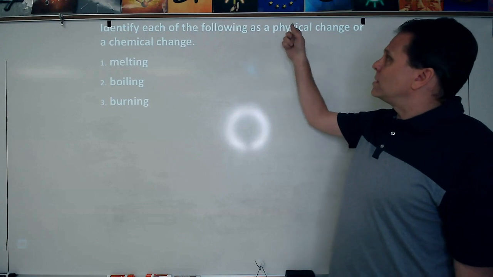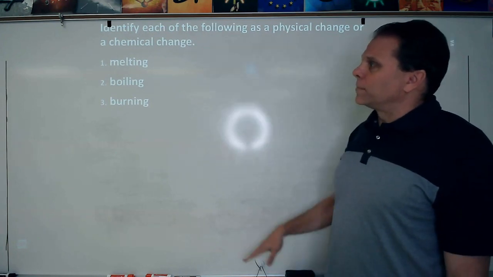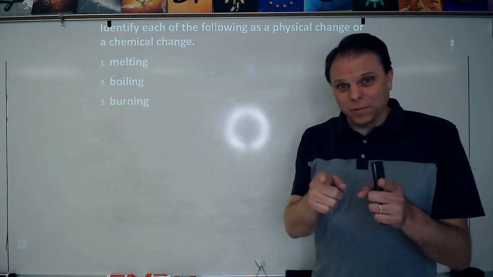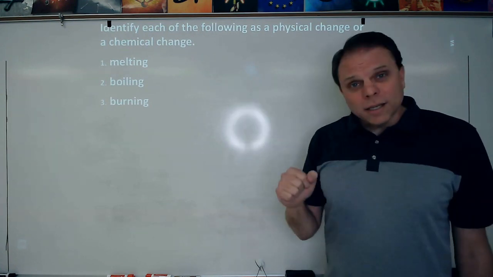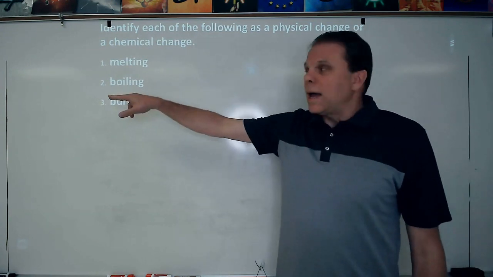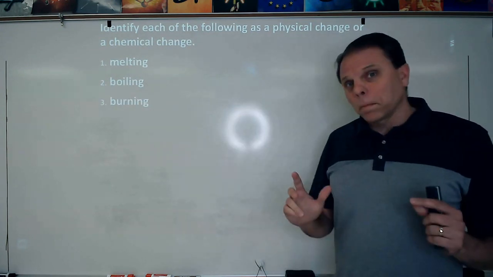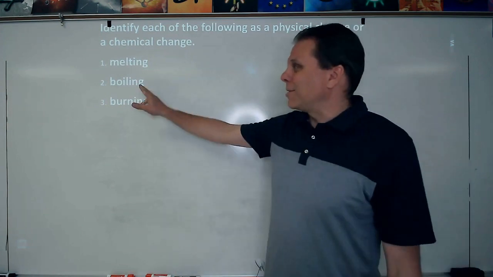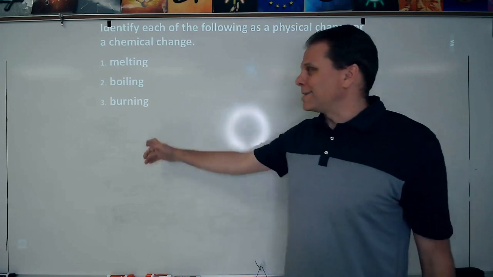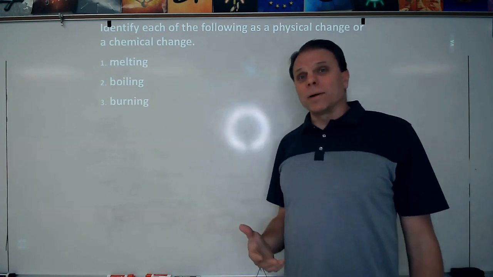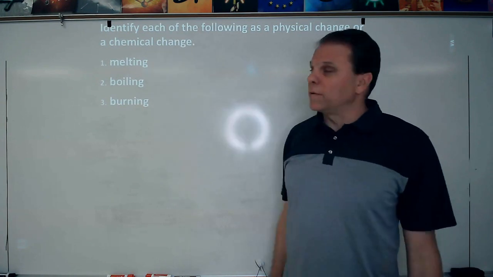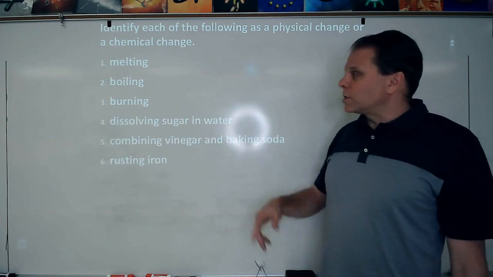And now we want to identify these as physical or chemical. Melting, physical or chemical? Maybe you want to pause it if you want to try these. Melting is a physical change, because it is going to be able to go back. Boiling, physical or chemical? It's going to be physical. Burning. This one's going to be chemical. Once you burn something, it's not going back. And so that's going to be a chemical change. These two are going to be physical changes. Dissolving sugar in water.